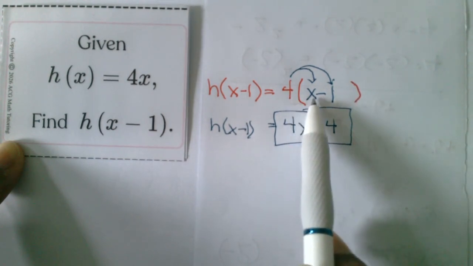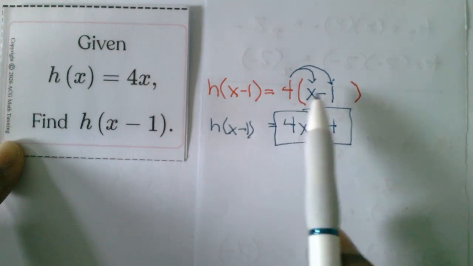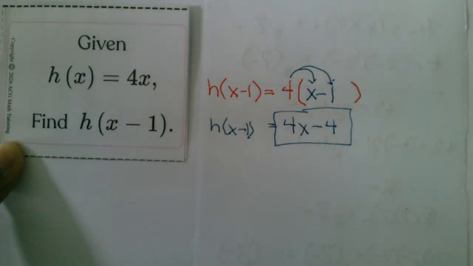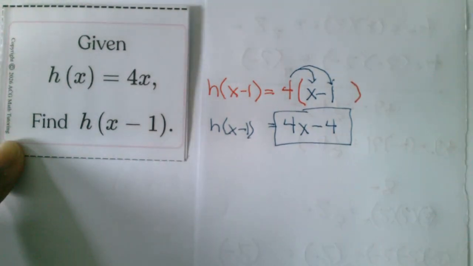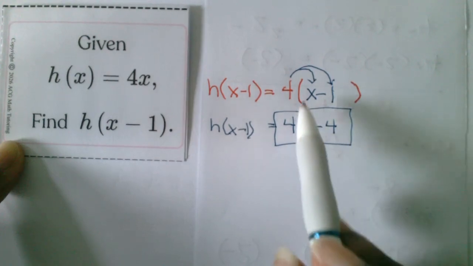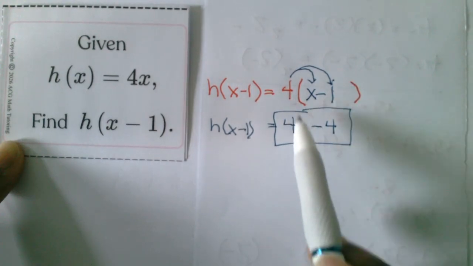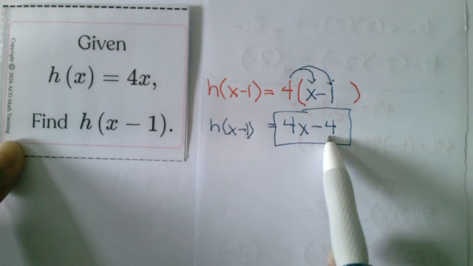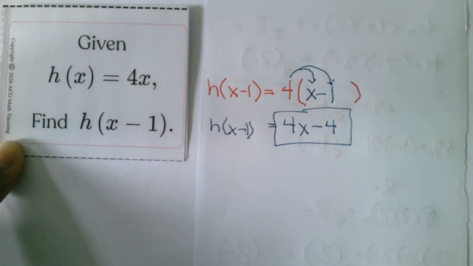So we have 4 times x and 4 times 1. So when you do 4 times x, gives you 4x, and 4 times negative 1, which gives you negative 4. Okay? Makes sense now? Okay. Alright.